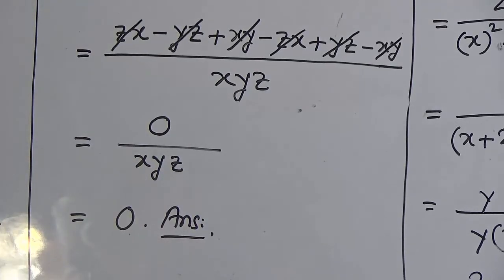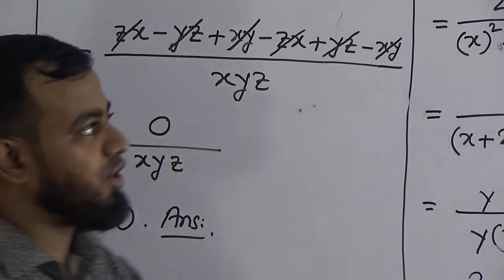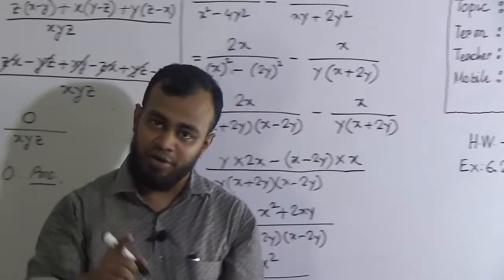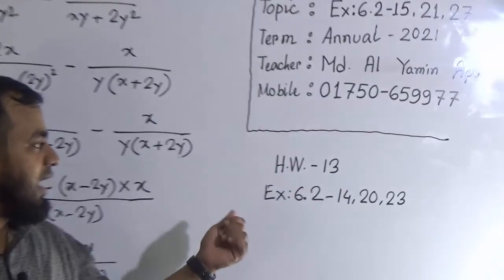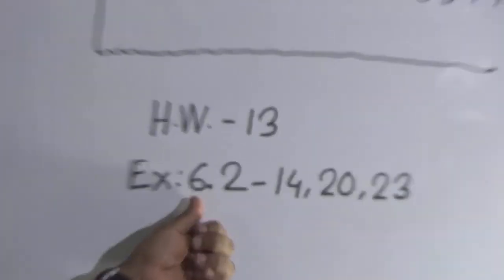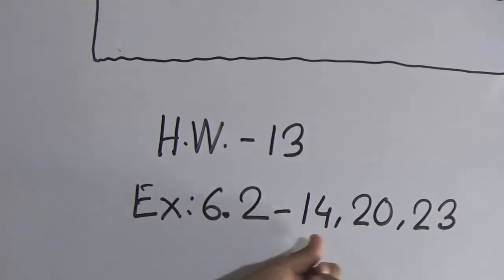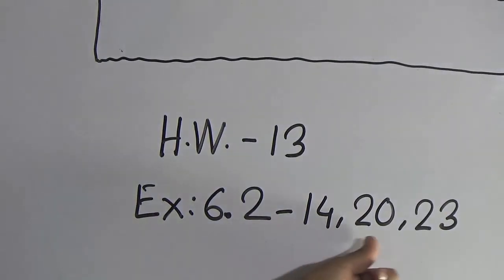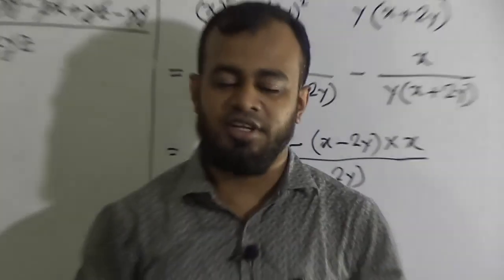I hope you have understood how to simplify. Students, your homework is homework number 13. Please mention the homework number and do the homework. I am repeating again: in exercise 6.2, you need to do homework questions number 14, 20 and 23. You can submit your homework copy every Saturday from 9 AM to 3 PM.